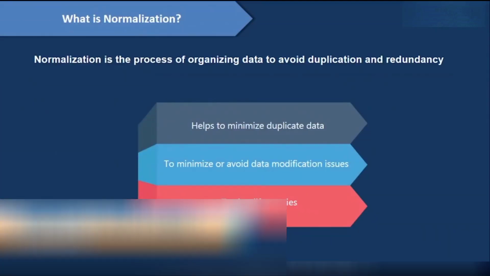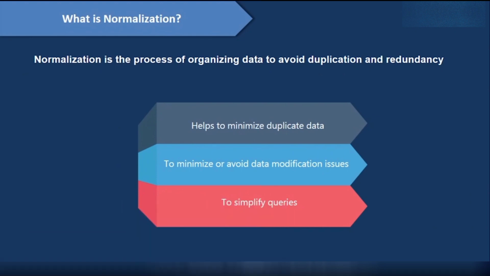Now we will have a look at what is normalization. So I was saying that normalization is one of the most useful and most wanted processes whenever you are going to store your data in a database management system. So what is normalization? Normalization is the process of organizing data to avoid duplication and redundancy. It helps to minimize duplicate data.